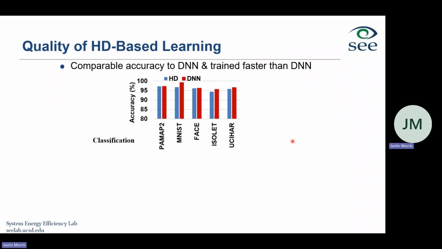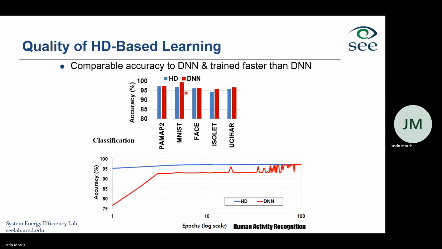So here is comparing HD computing to deep neural networks on some data sets. This is the accuracy on the y-axis, and we can see HD is blue, deep neural networks are red. So deep neural networks have a little bit more accuracy, right? It's a little bit taller for all of these data sets, but HD is close, right? And the other thing is, on the x-axis here, we have the number of retraining iterations, and it's log scale. So we have 10 and then 100. The blue line is HD, red line is deep neural network.